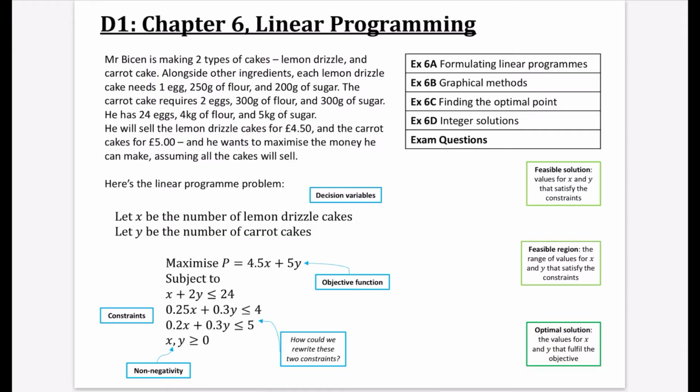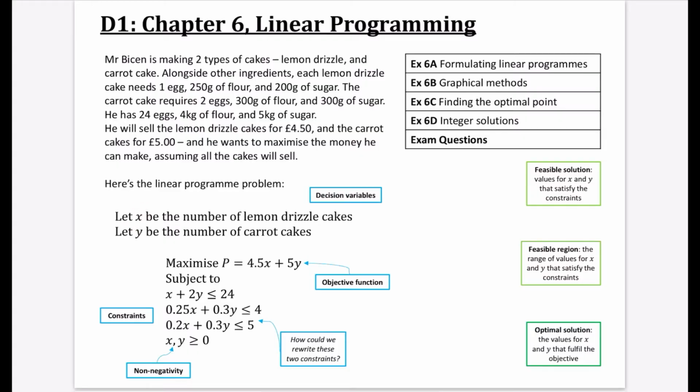Whenever you're going to write one of these linear programs, which you'll be doing throughout this topic, you should always declare what the variables are going to be that you're going to use. These variables are called the decision variables. X and Y here are the decision variables because those are the things that we can make the decision about. How many lemon drizzle cakes and carrot cakes am I going to make? So you should declare that X is going to be the number of drizzle and Y the number of carrot cakes. So X and Y are our decision variables.